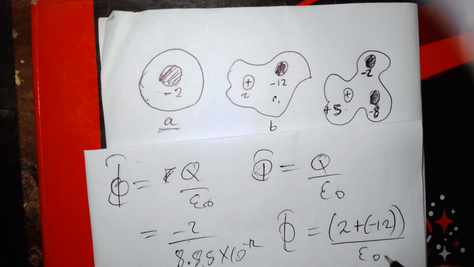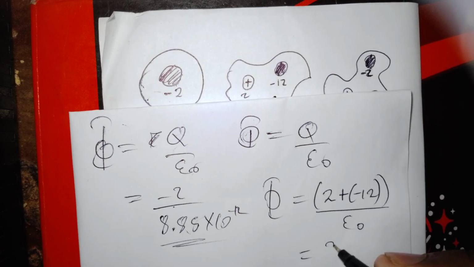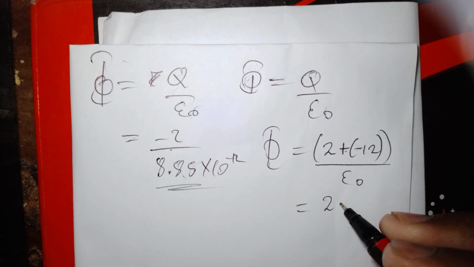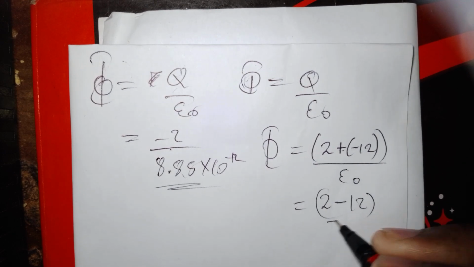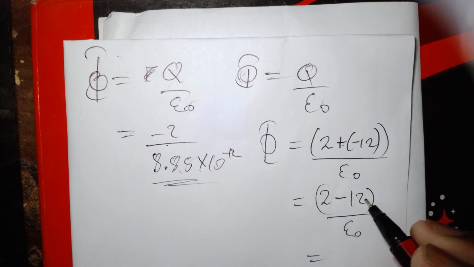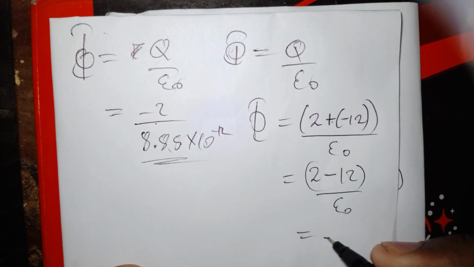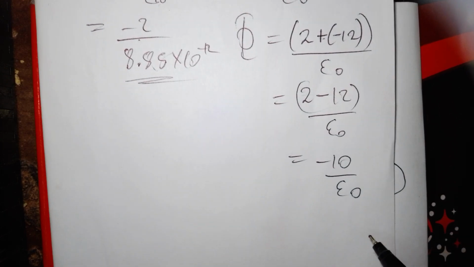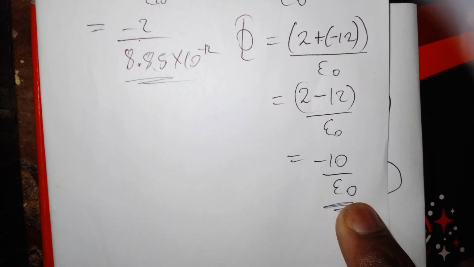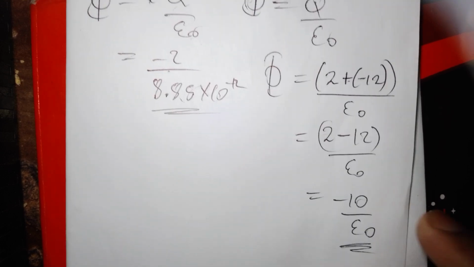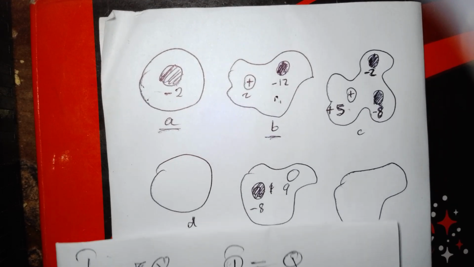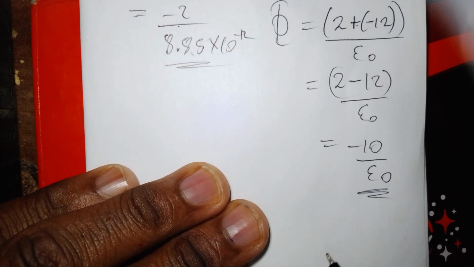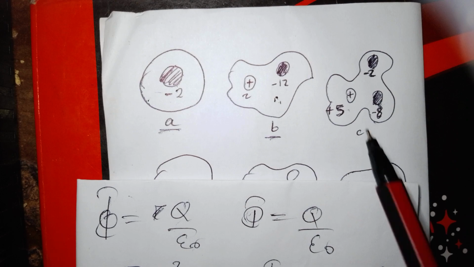If we just do the math here, this will be positive 2 plus negative 12, which is -10 divided by epsilon naught. So this is your electric flux. You just have to do the math, where of course epsilon naught is a constant. So we're going to move on to this.